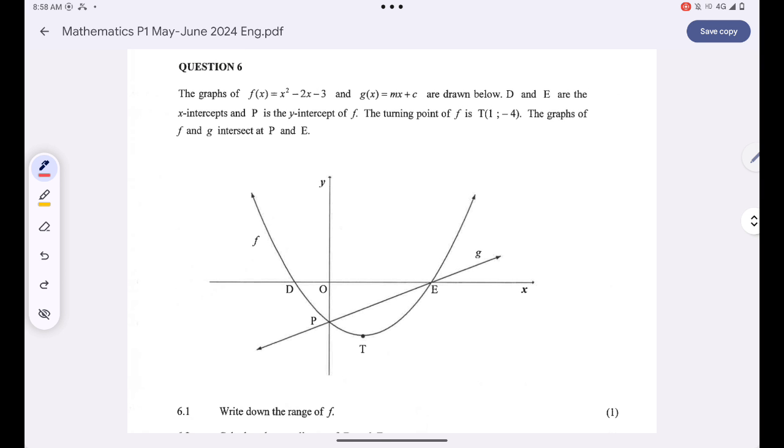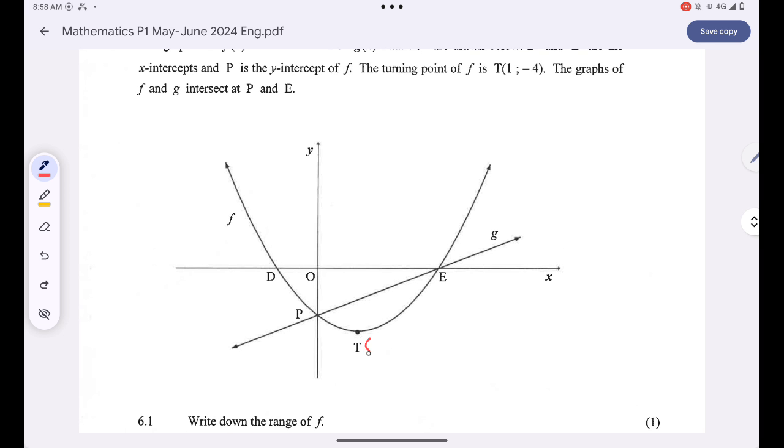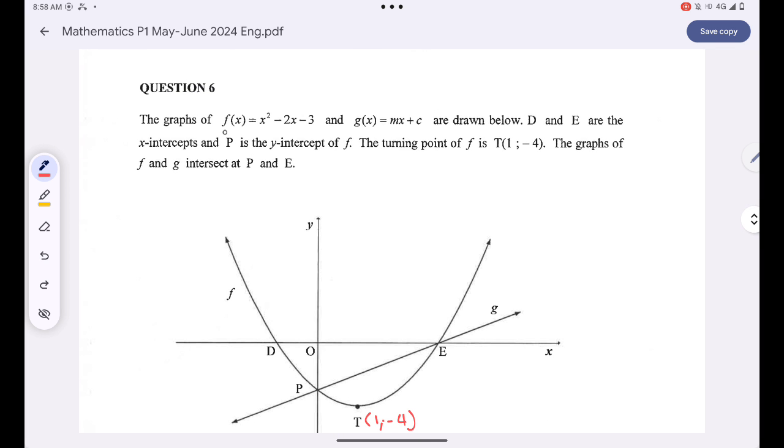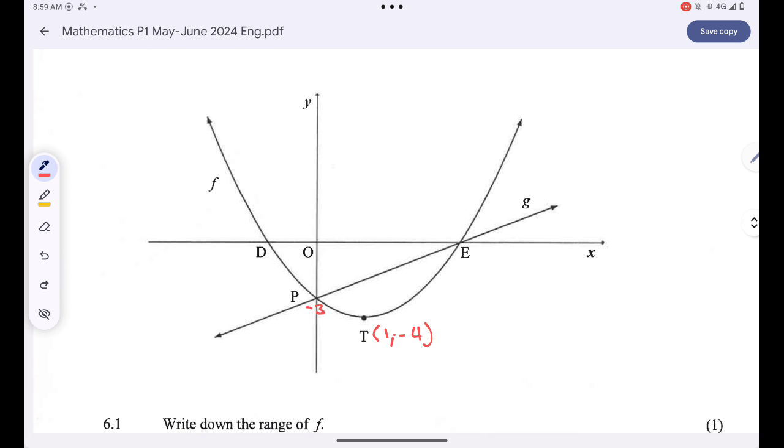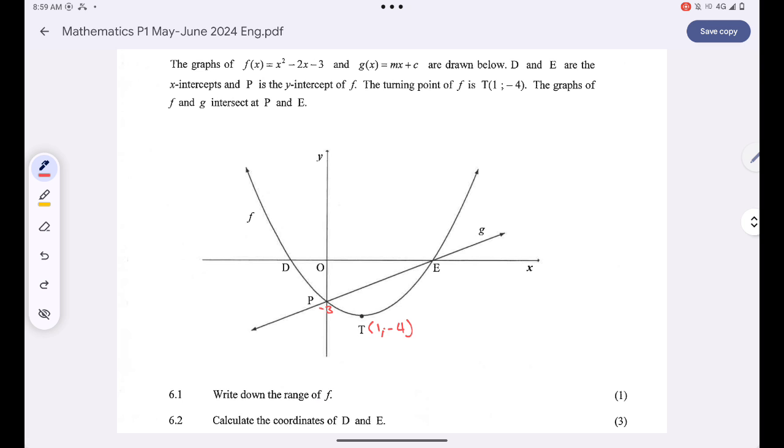Okay, we are told that the graphs of f of x and g of x are drawn below. D and E are the x-intercepts and P is the y-intercept of f. The turning point of f is T, and the graphs of f and g intersect at both P and E. Okay, since we are given the coordinates of the turning point, let me just write them. Whenever I'm given the quadratic or the equation of a parabola like that, the examiner is trying to tell me the value of the y-intercept. The constant term over there is my y-intercept. So I know that I have -3 over there. Okay, let's answer the questions.